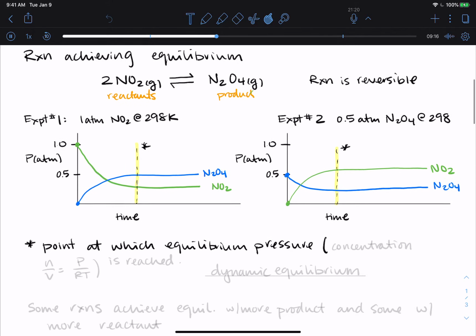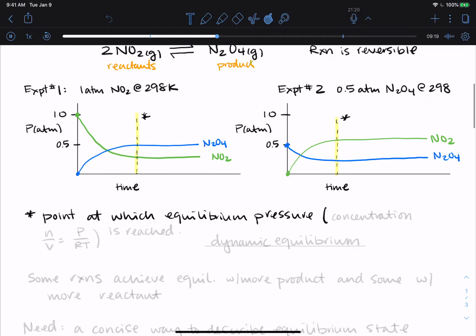which we can also, I mean, I said the word concentration. We can also call this a concentration. Now it will matter which one specifically we're working with, but we can kind of use them interchangeably because a concentration is just moles in a volume. Well, we know how to calculate that for a gas if we have the ideal gas law, because it's just the pressure divided by RT. So point at which equilibrium pressure or concentration is reached.